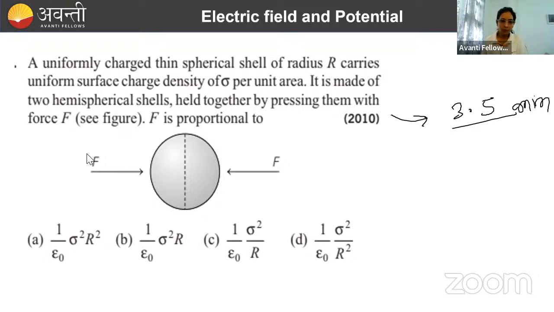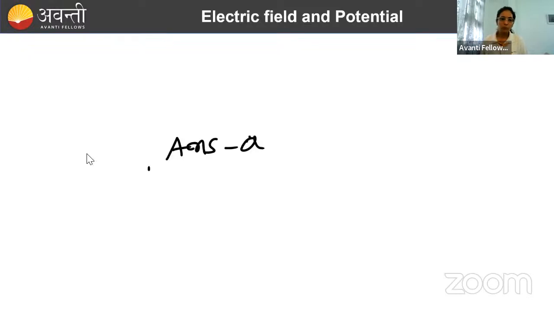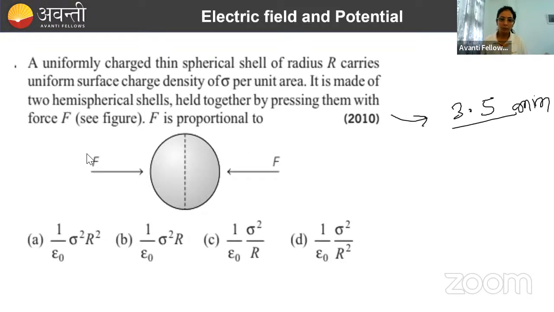I hope you all must have tried it. So the correct answer, let me show you. The correct answer will be A if you got it, or if you were just close to getting that. Okay, so let's now understand how to solve this question. First let's read it carefully.